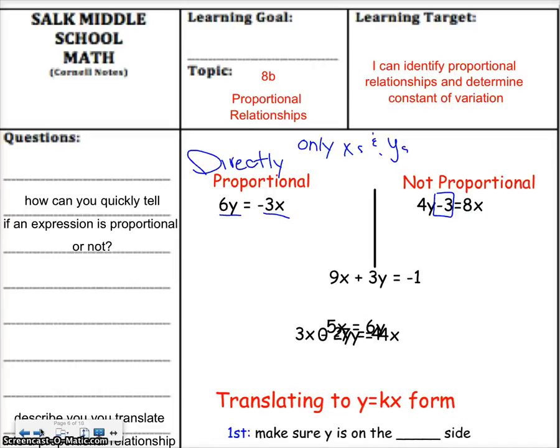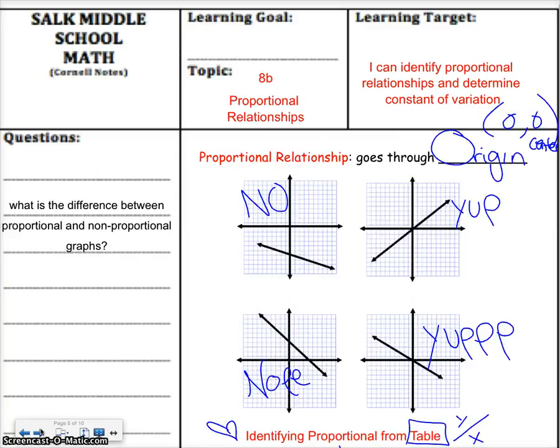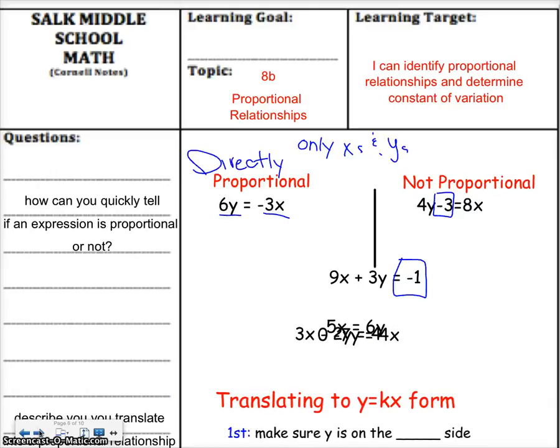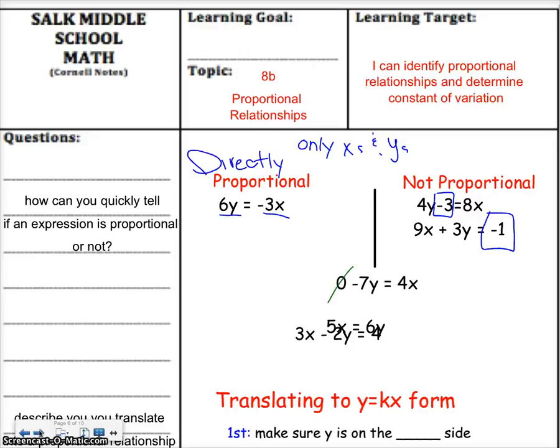What about this? 9x plus 3y equals negative 1. Yes or no? No. And what makes it no? The negative 1 made it no. So this is not directly proportional because of that negative 1. What about 0 minus 7y equals 4x? Yes! Because the 0 can just be forgotten about. So then I have a negative 7y and a 4x. So that's only x and y stuff.